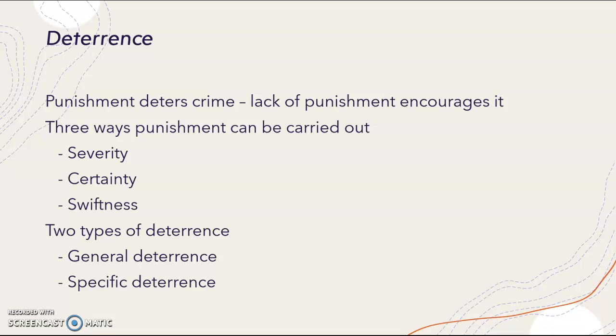Punishment can be more or less swift. The quicker or swifter a punishment is to be carried out, the less likely someone is to partake in crime. There are 2 types of deterrence. General deterrence is meant to deter the general public from engaging in criminal activity, while specific deterrence is meant to deter a particular person from engaging or re-engaging in criminal activity.